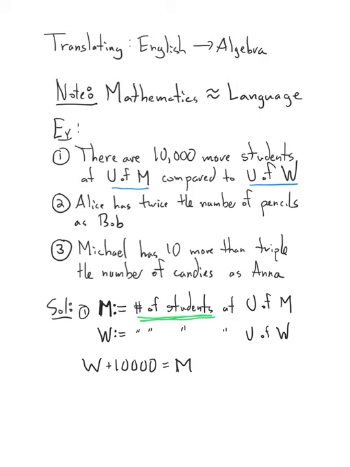Now, maybe some of you might have written something different. Maybe you've written m minus 10,000 equals w. But you can see that these are the exact same expressions. If I add 10,000 to both sides, then I'll end up with exactly this first expression. So these are the same expressions, just rearranged in different ways. So that's the first one.